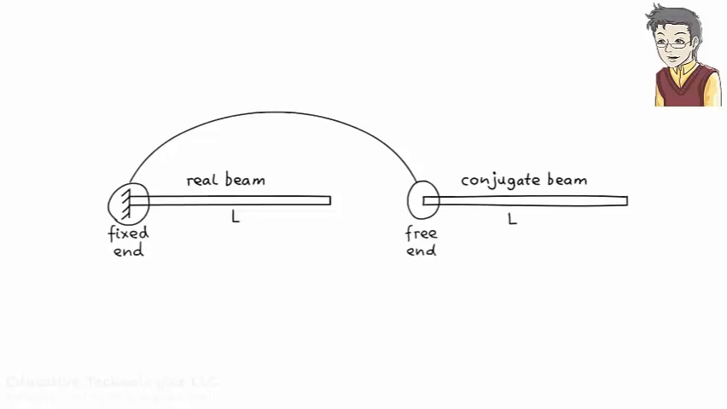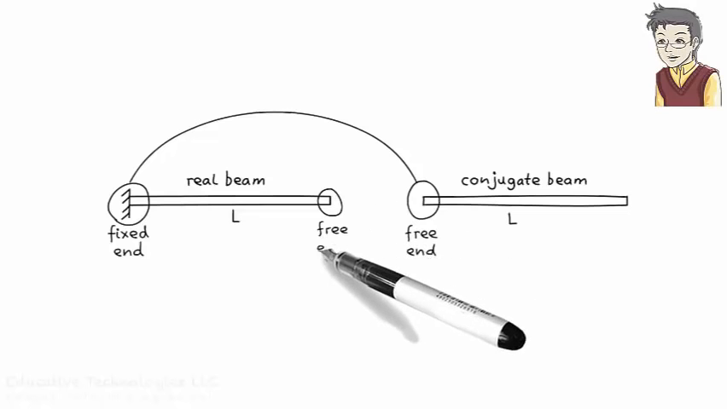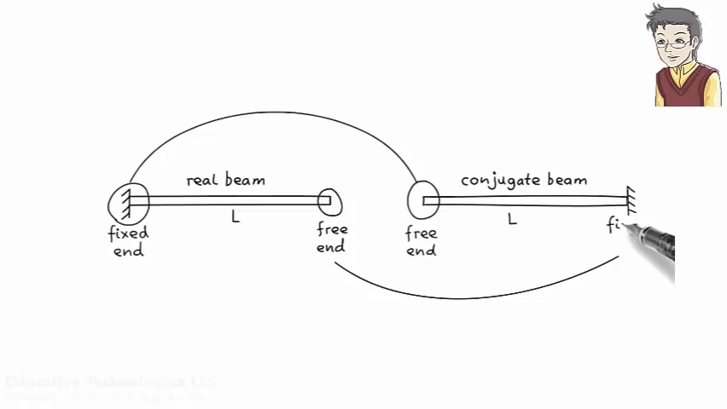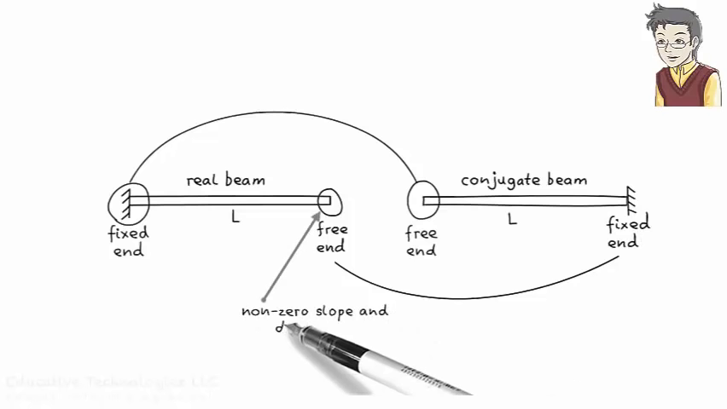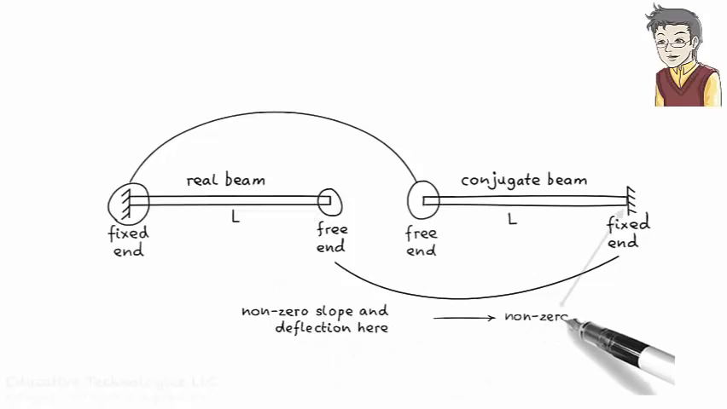What if the real beam has a free end? What would be the corresponding support in the conjugate beam? The free end in the real beam becomes a fixed support in the conjugate beam. Why? Because the real beam has a non-zero slope and a non-zero deflection at the free end. Therefore, the conjugate beam must have a non-zero shear and a non-zero moment at the point. The only support type that produces a non-zero shear and moment is a fixed support.